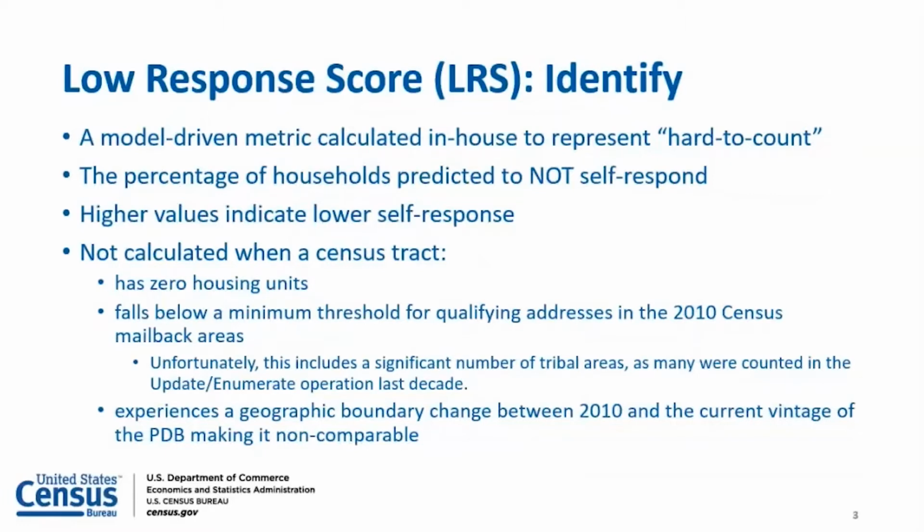There are several instances where a low response score is not calculated for a given census tract. The one that I would like to highlight here, and we'll see once we get into ROAM's map, is that a census tract needed to have a certain number of qualifying addresses in the mail-out, mail-back areas for the 2010 census in order to have that low response score calculated. Unfortunately, that includes a significant number of tribal areas who were mostly enumerated in a different type of operation called Update Enumerate last decade.